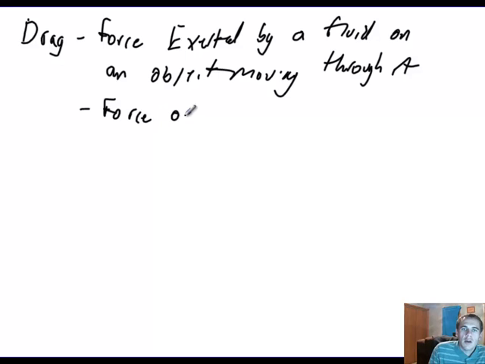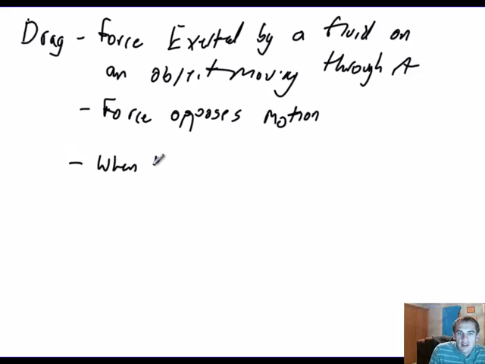So it doesn't matter which way an object is moving. If it's moving through a fluid, this force opposes it. So if it's a boat moving across the lake, the force is against the motion of the boat. If it's an airplane moving through the sky, the force is against the motion of the airplane. If it's a skydiver dropping to earth, it's a force upwards against the skydiver falling. And so when the fluid is air, we call this air resistance.